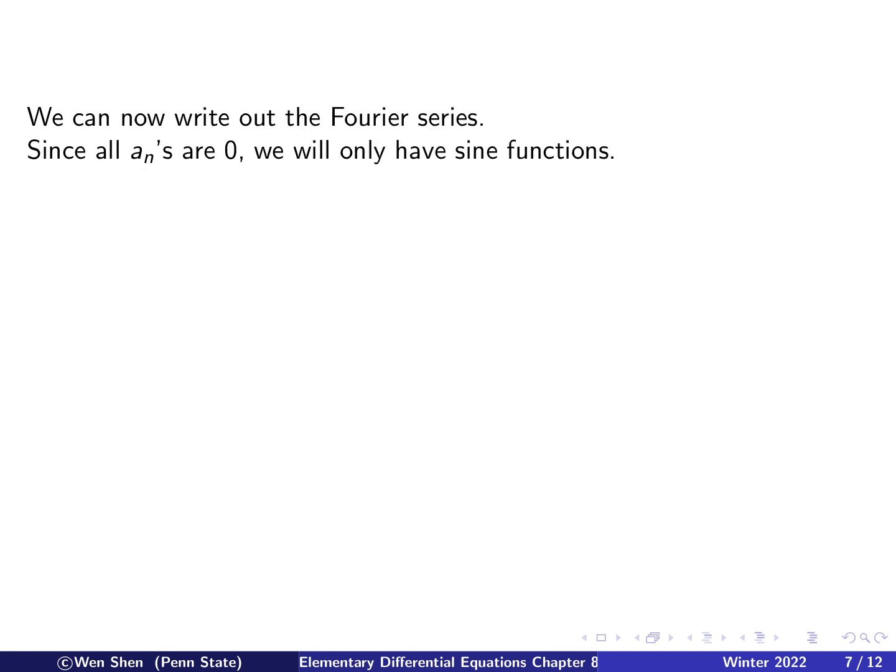Okay, now we have found all the Fourier coefficients. We can now write out the Fourier series. Since all the an's are 0, then we'll only have sine functions. There'll be no cosine functions. And since we also know that all the Bn's are 0 for n even, therefore we'll have only the odd terms. So we have the summation for n odd and Bn times the sine function.